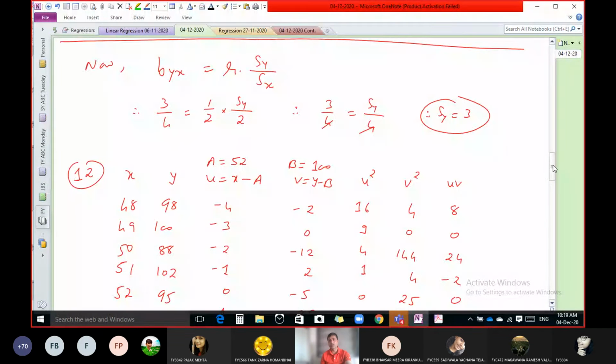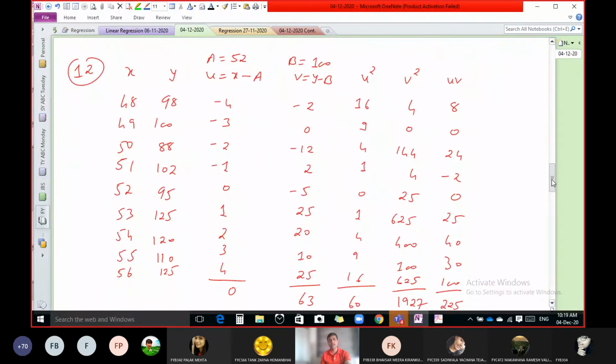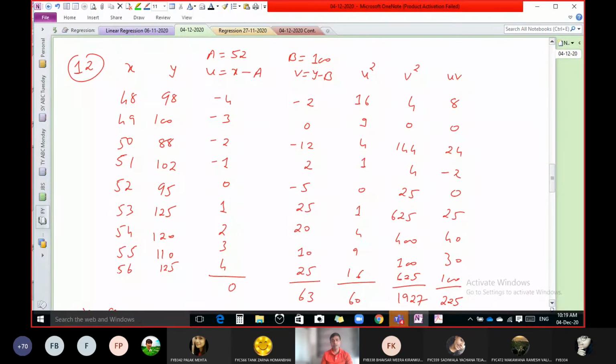So what you require to do, see in question number 12. We have different values of x and different values of y. You would write like this: subtracting 52, the middle value. It's very clear here. Middle value is 52 because all values are in ascending order. So here we'll get -4, -3, -2, -1, 0, 1, 2, 3, 4, and we get total 0.